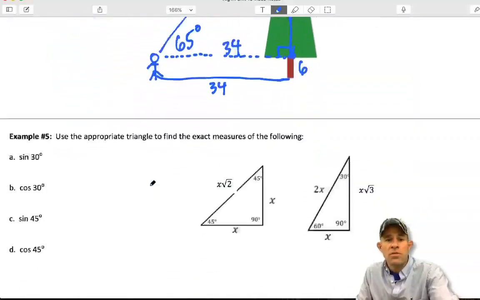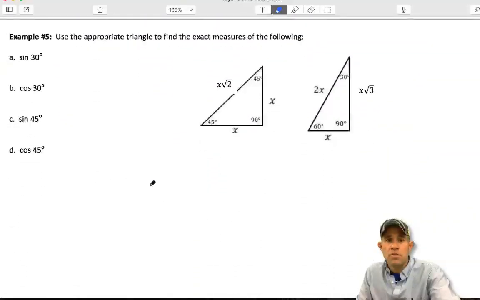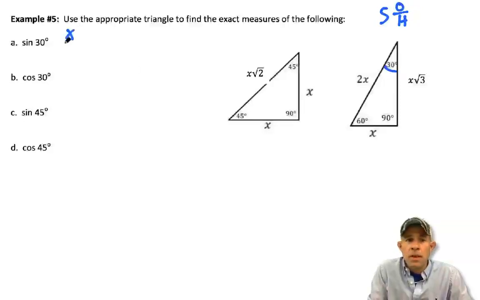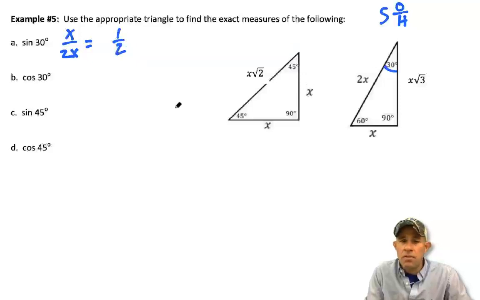All right, one final example for today on special right triangles. We want to use these special right triangles here simply to write these ratios. So the sine of 30 degrees. So remember, our sine ratio is opposite over hypotenuse. So if we start here at 30, our opposite leg is x. Our hypotenuse is 2x. Now I can simplify this. Our x's cancel out. The sine of 30 is equal to 1/2.